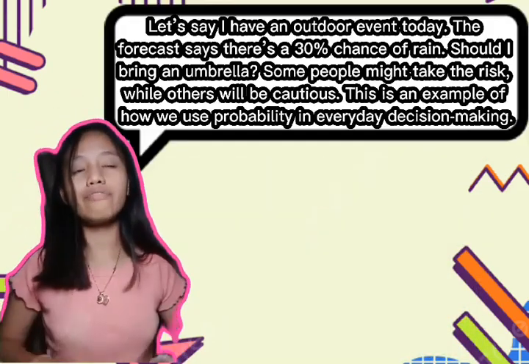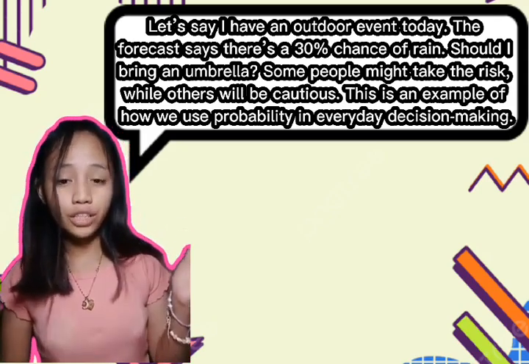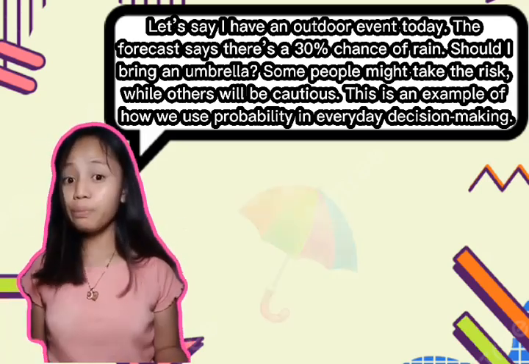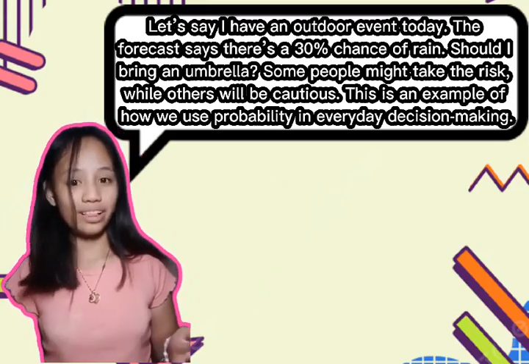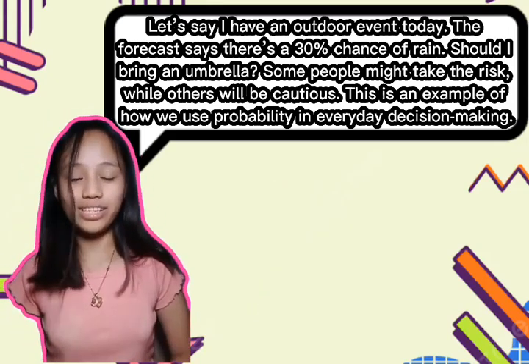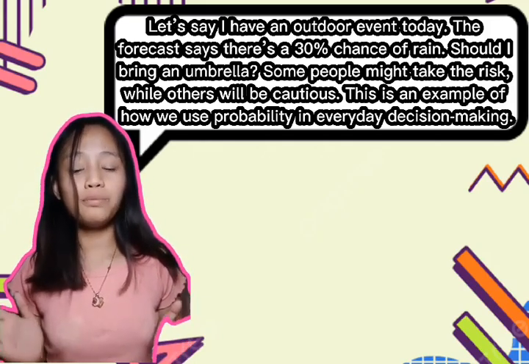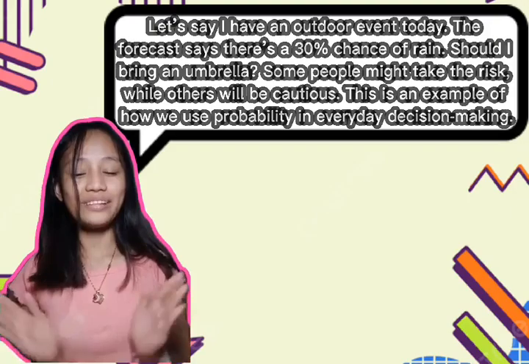Let's say I have an outdoor event today. Then the forecast says that there's a 30% chance of rain. Should I bring an umbrella? Well, some might take a risk, and some others might be cautious. This is an example of how we use probability in our daily decision making.